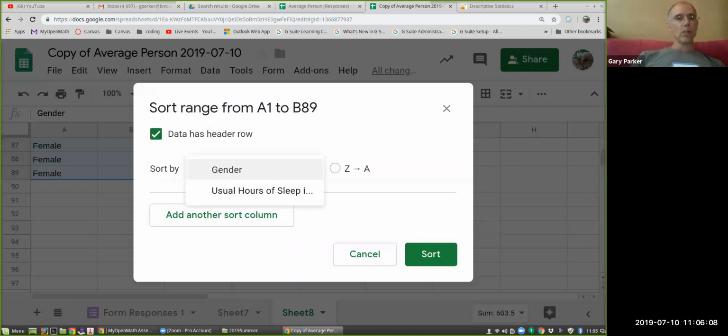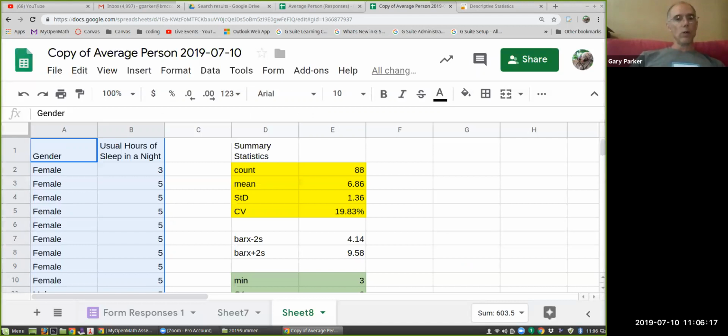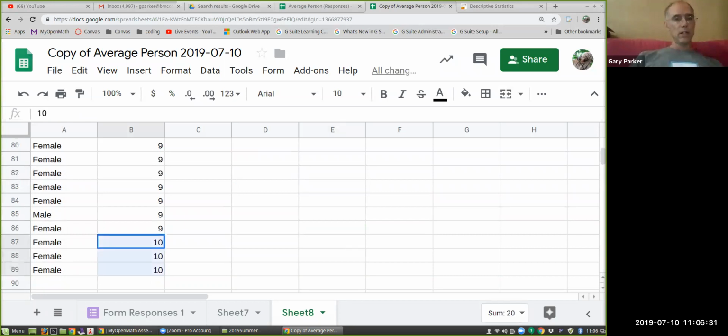So 4.14 was the lower boundary, and notice there was one female that claims on average they get 3 hours a night, so they have an unusually low amount of sleep compared to the rest of the people that did the survey. 9.58 was the boundary for unusual values, or outliers. It looks like my 10 hours, so the 3 females that slept on average 10 hours a night, sleep an unusually high amount of hours compared to the rest of the people that took this survey. So I've identified a few outliers with that method. Let's highlight those. Those are unusually high, and this number is unusually low.